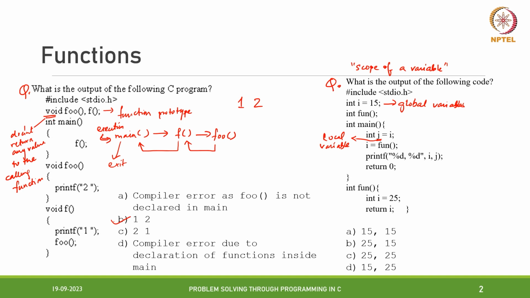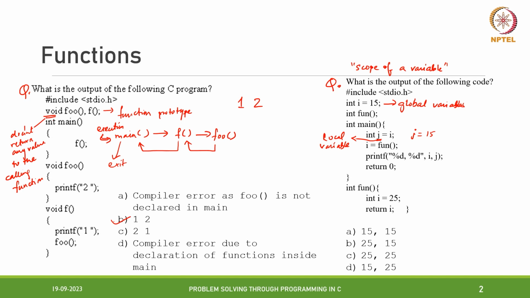So first, what happens here? j is set to I. Before this, the only definition of I is that of the global variable, which has the value of 15. Before the statement int j equals I, I is only known as a global variable so far, and it has a value of 15. So j will simply get the value of 15 from that global variable I.